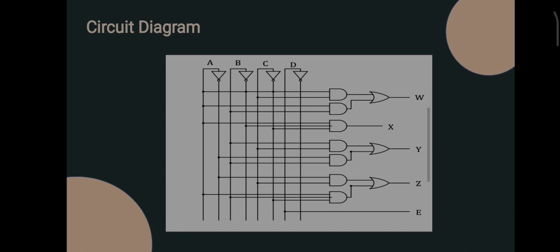Here we apply a NOT gate to each input, because we need NOT of A, NOT of B, NOT of C and NOT of D also. By applying any binary code, we can get the output here, which is a BCD.